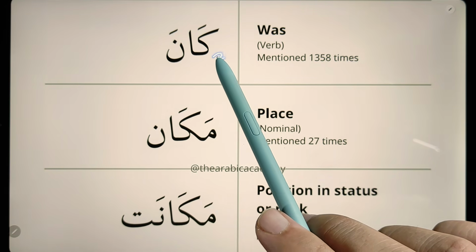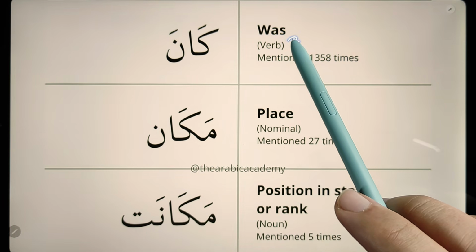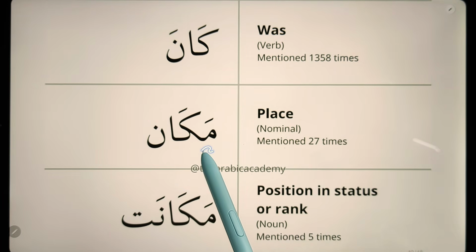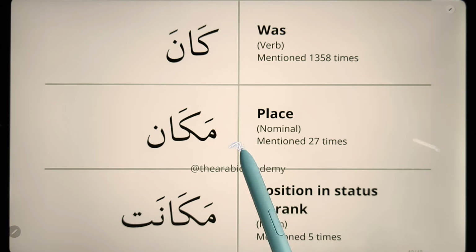The first word is kana. Kana means was. The next word is makan. Makan means a place. And the last word is makanat. Makanat is a position or a rank.